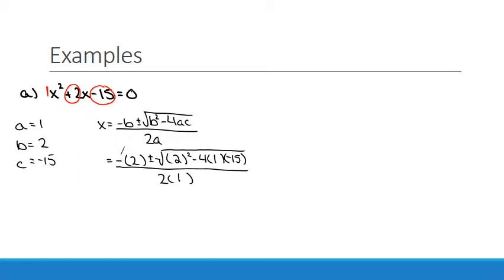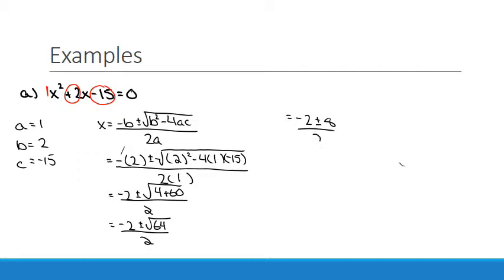Once you've plugged everything in, you don't have to think too much. You just slowly calculate. So negative times 2 is negative 2, plus or minus. 2 squared is 4. Negative 4 times 1 times negative 15 would be plus 60. All divided by 2 times 1, which is 2. So negative 2 plus or minus root 64, all divided by 2. Root 64, I know that's 8. So I'm going to go negative 2 plus or minus 8, divided by 2.